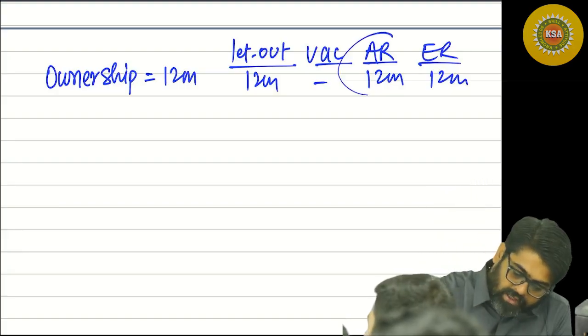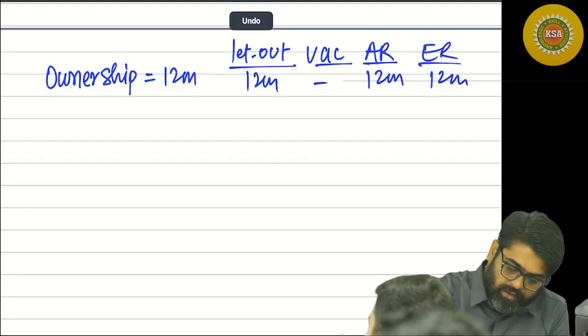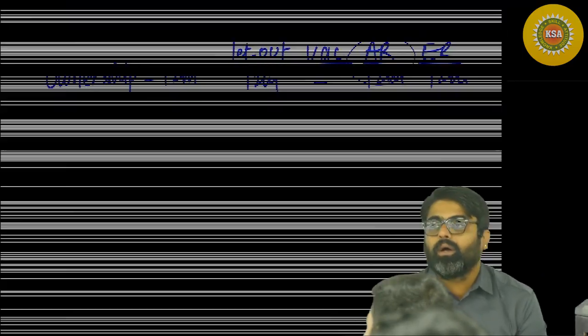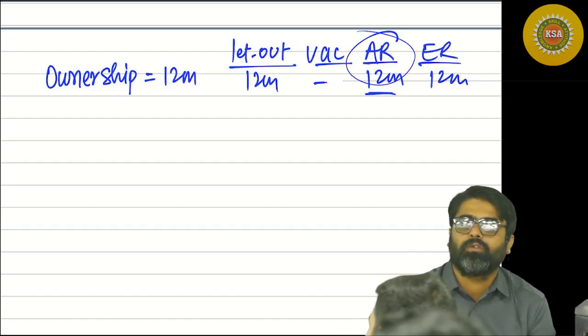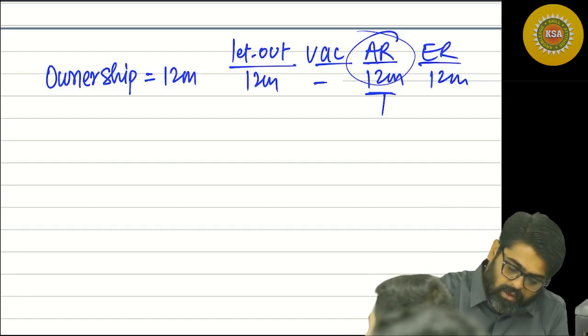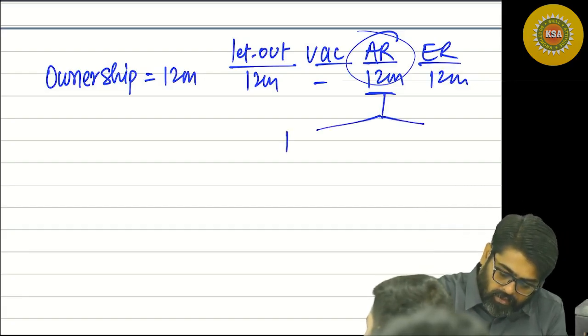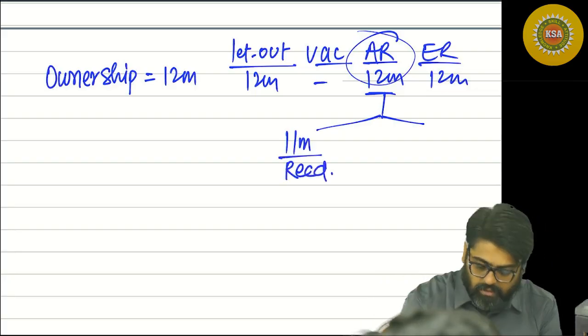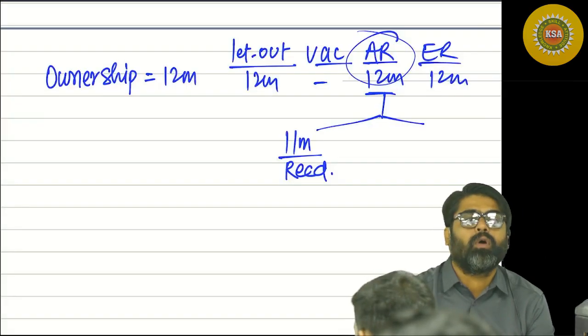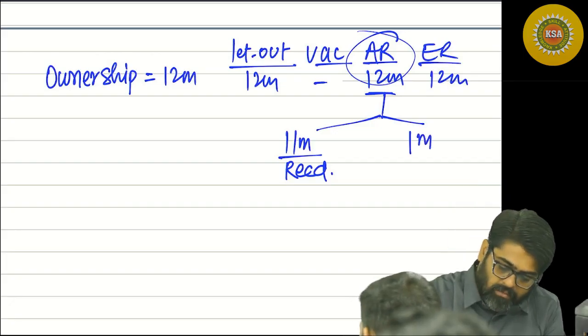But when you check your actual rent, it is the rent for the let out period. The let out period was 12 months. So out of these 12 months, 11 months rent was received, and 1 month rent was receivable.